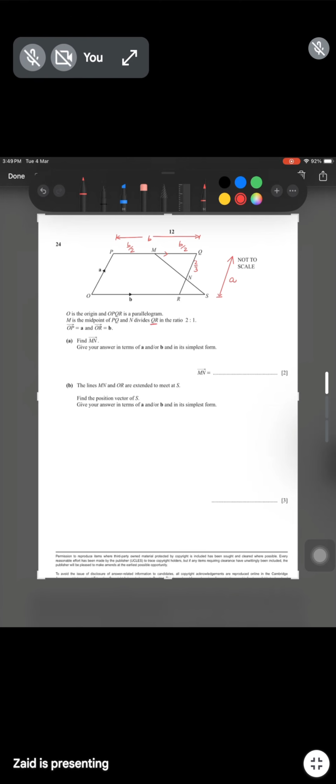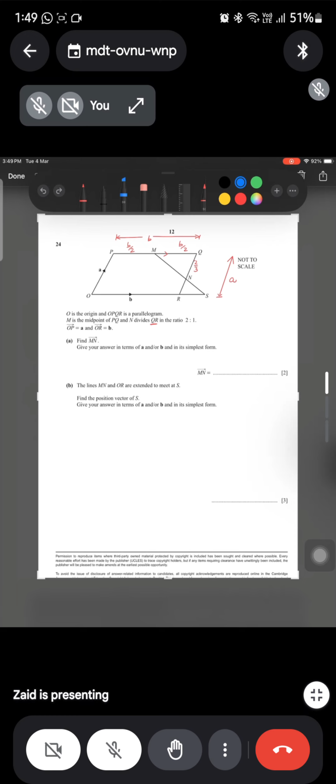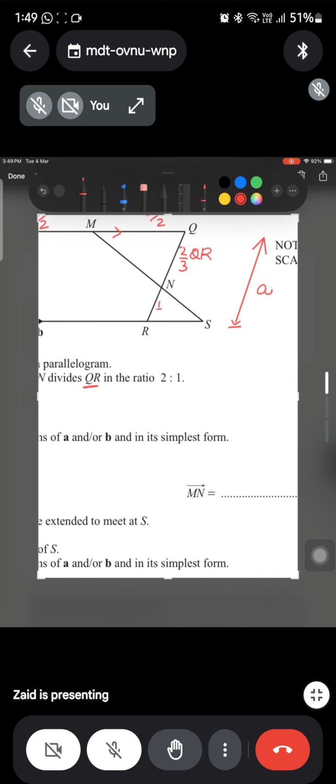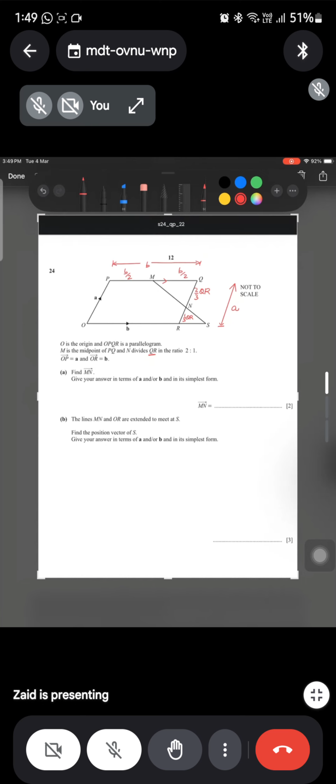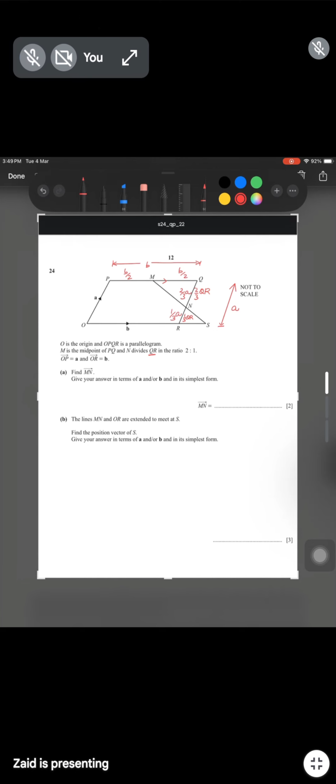N divides QR in the ratio. So QR is this whole line, and this whole line is being divided into two parts, QN and NR. The first part is 2 upon 3 of QR, and this smaller part is 1 upon 3 of QR. I know the value of QR, so it's 2 upon 3 of a, and the other one is 1 upon 3 of a. The first part is really easy.